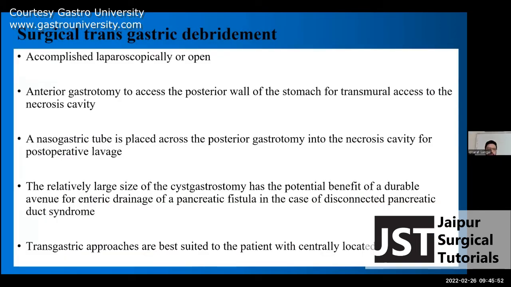The other option is a surgical transgastric debridement, which can be done either laparoscopically or by open technique. In this, an anterior gastrotomy is used to access the posterior wall of the stomach for transmural access to the necrosis cavity. This is done depending on the bulge which is felt intraoperatively. And a nasogastric tube is placed across the posterior gastrotomy into the necrosis cavity for post-operative lavage. The relatively large size of the cystogastrostomy has the potential benefit of durable enteric drainage of a pancreatic fistula in case of a disconnected pancreatic duct syndrome also, which I'll be covering shortly. And transgastric approaches are best suited to patients with centrally located necrosis.